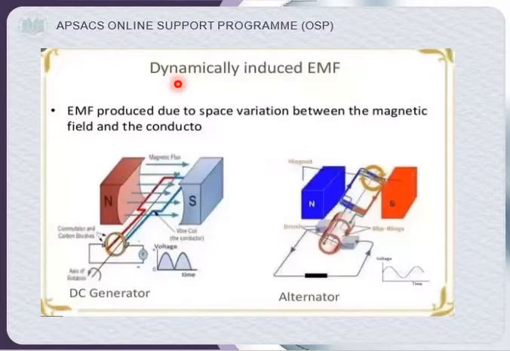This is a figure of dynamically induced EMF, in which you can see a permanent magnet and a coil. This is a DC generator and this is an alternator, an AC generator. There is a huge difference between these two, and we will discuss it in the coming topics. For the concept of dynamically induced EMF, you can see that this coil is continuously moving or varying its direction in the presence of this magnetic field. So this is an example of dynamically induced EMF.